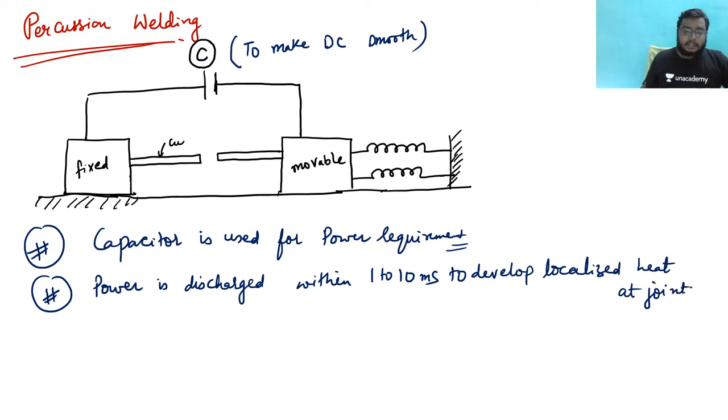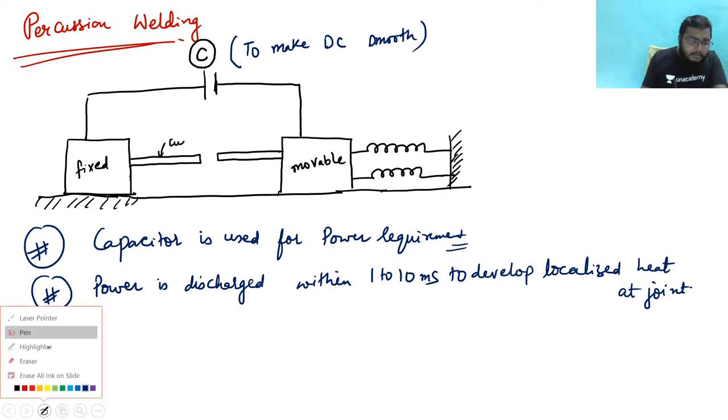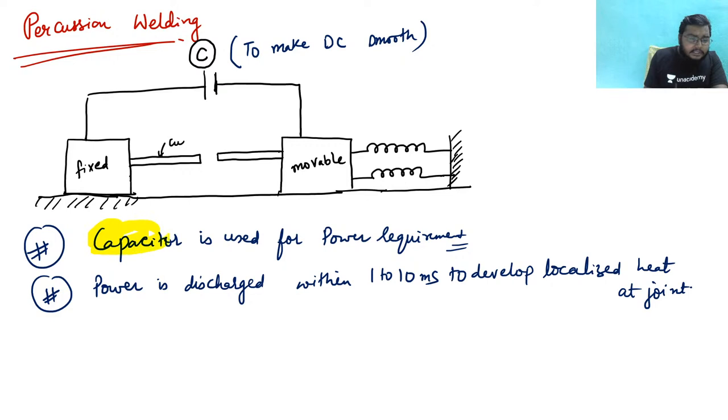Now see, this process is very much useful to heat the component adjacent to the joint. These are the only things that are important, so just remember this point: a capacitor is used. So this was all about resistance welding. Clear? This was all about resistance welding.